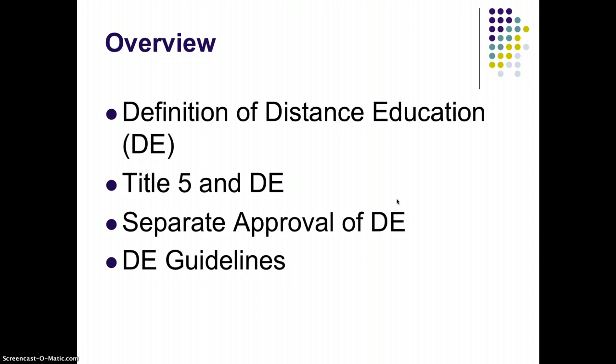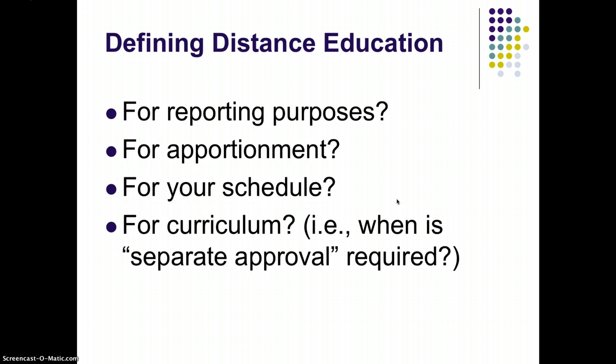So very briefly, we'll cover the definition of distance education in the California Community College system and how this impacts what you do and how you do it. We'll speak specifically about the Title V regulations that relate to distance education, which leads to the requirement of a separate approval process with respect to distance education, and then a little bit about the distance education guidelines that are published by the Chancellor's Office that serve to interpret those Title V regulations.